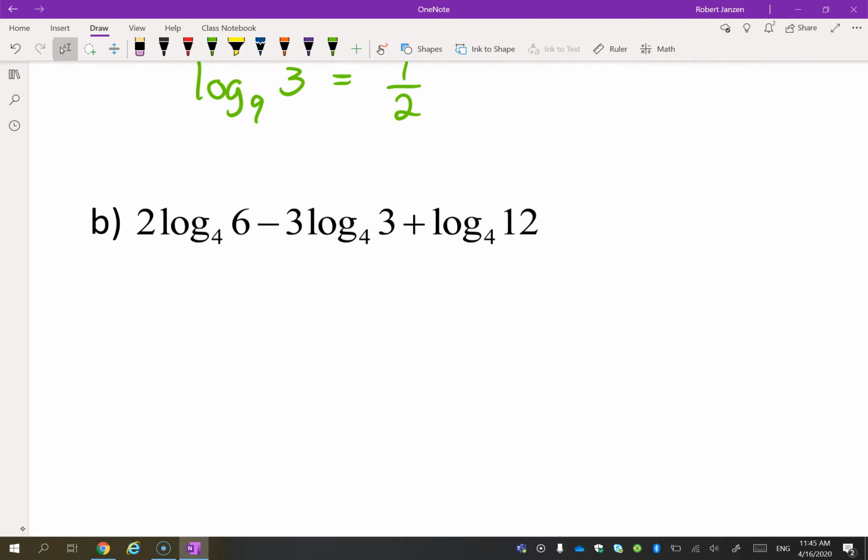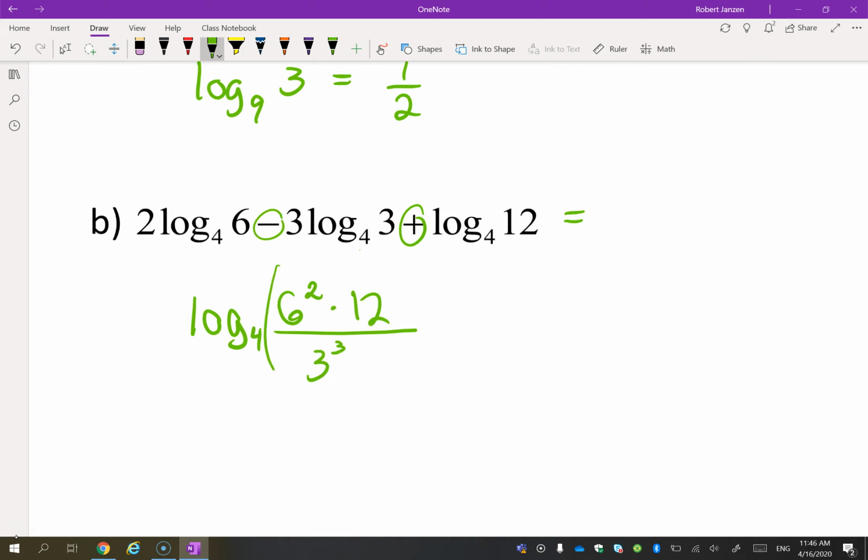Let's try this one. So again, 4 to what power is 6 doesn't work. 4 to the power of 3 doesn't work. Okay, so let's write this as 1 log. They're all base 4, so I'm going to have 6 squared. And then this one is plus, I'm going to go times 12. This one is minus, so 3 cubed.